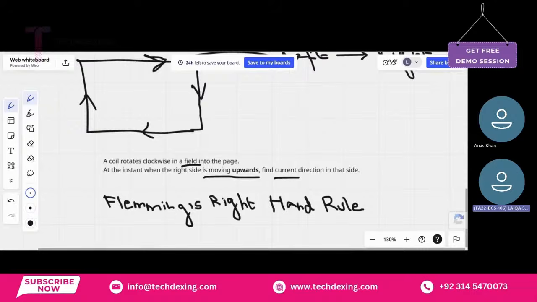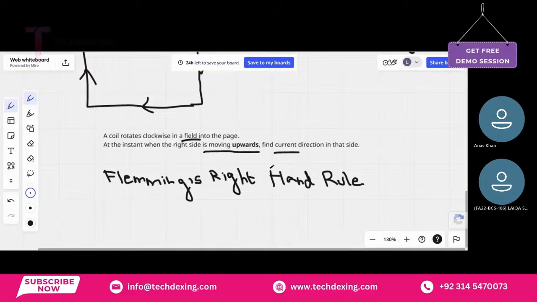Now, if you point your thumb, what's the direction for the motion? It's upward. So if we point our thumb upward and our index finger into the page, where will our middle finger, the second finger, point? All three fingers are always at an angle of 90 degrees with each other. They must be perpendicular.